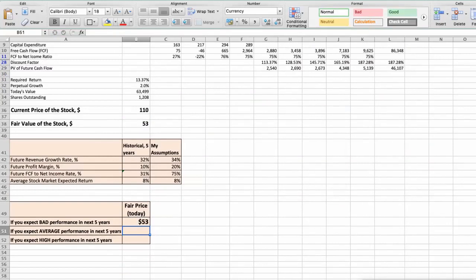The second scenario. AMD will have average performance in next 5 years, and we will use the following parameters in our calculation. Future revenue growth rate would be average, 40%. Future profit margin would be average, 22%. Future free cash flow to net income rate would be average, 80%. In this case, the fair value of the stock today would be $74.